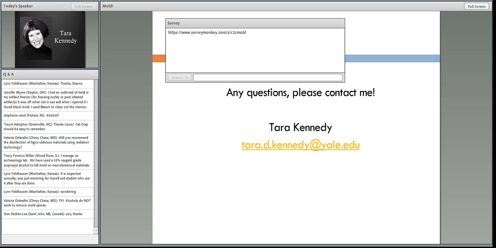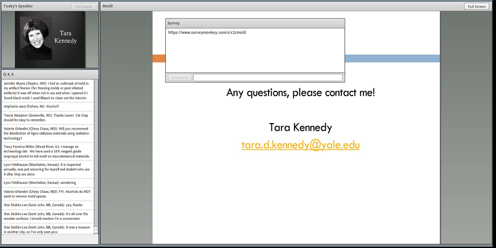Let's see. If you want to type in where these spots are, you might be able to help. Yeah, I see she's there, in Canada. I'm wondering if it's something from some sort of, there we go. It's all over the wooden surface. I should mention I'm a conservator. Oh, hey. Hi. Oh, my gosh, and you're asking me? I'm a paper conservator. Oh, my goodness. I wonder if there's some other issue with the wood itself. Oh, hey, it was in a museum. Oh, okay.